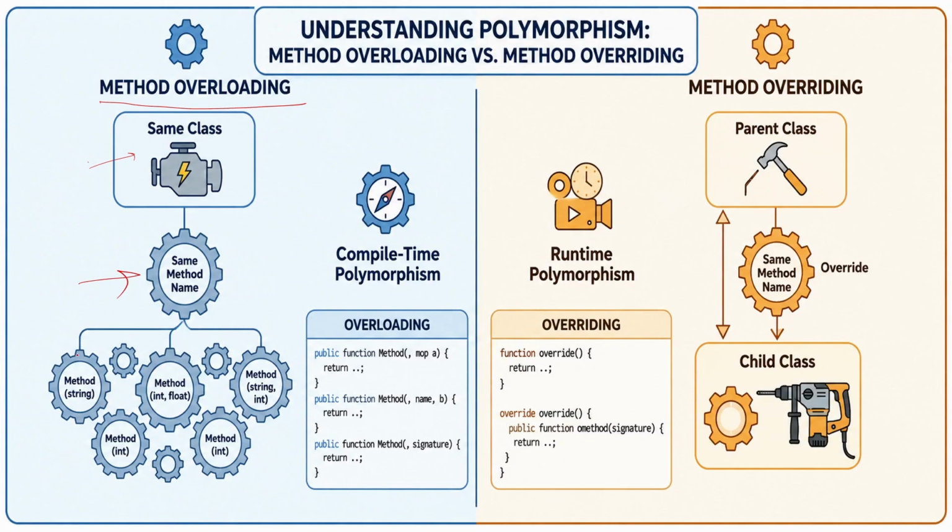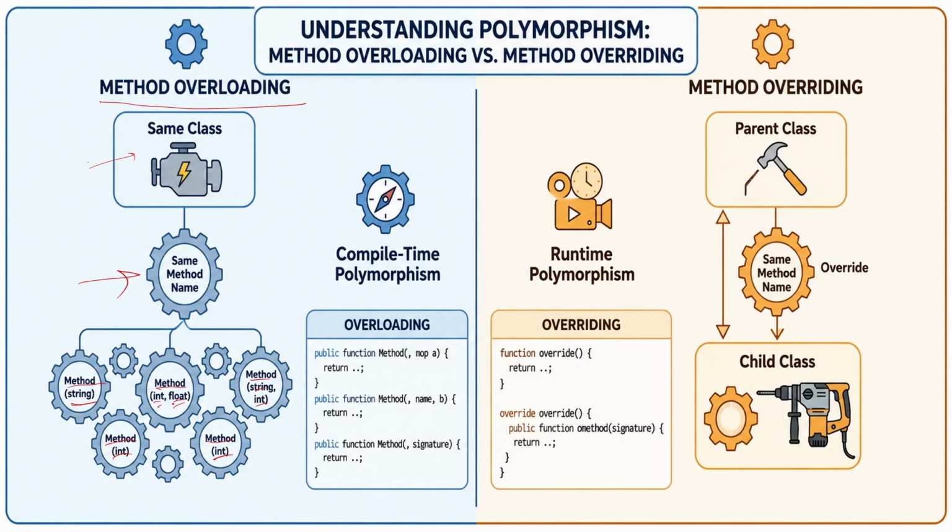Signature means what? Number of parameters. See here 2 parameters, here 1 parameter, here 2 parameters, here 1 parameter, here 1 parameter. Or data type. See here we are using string, here float, here int. So data types are different, number of parameters are different, or both. Signatures are different, but method names are same. So what are the rules of method overloading? Same method name, but signatures are different. Signature means number of parameters and the data type, or both. So this is the rule of method overloading.